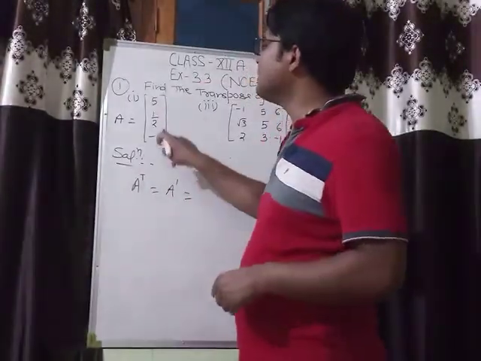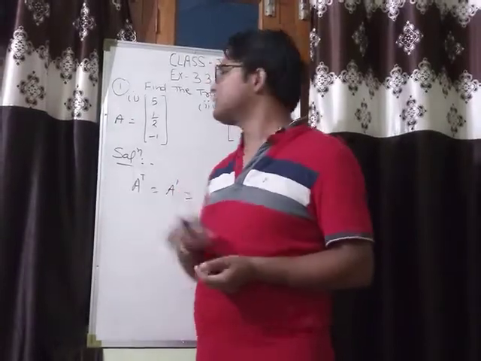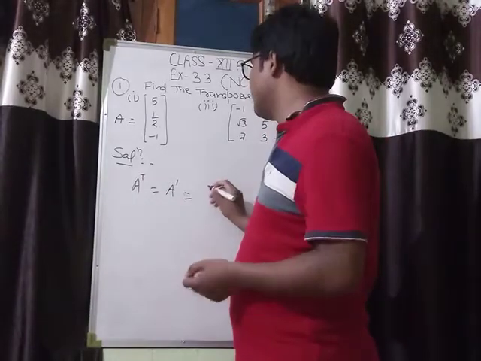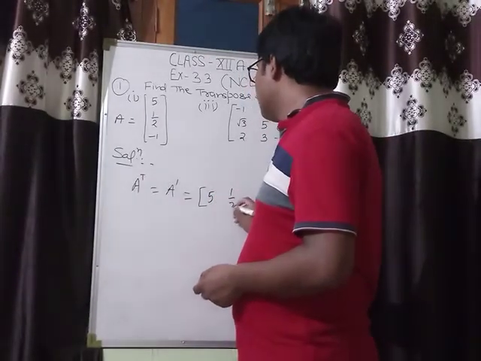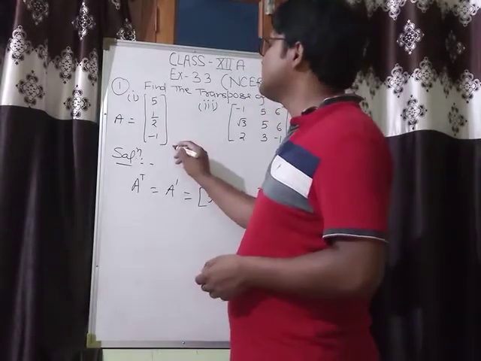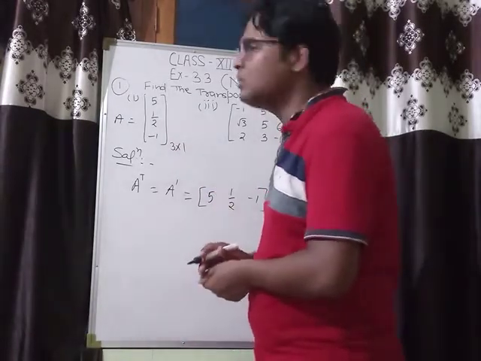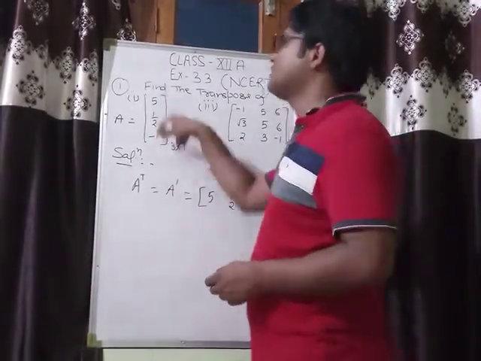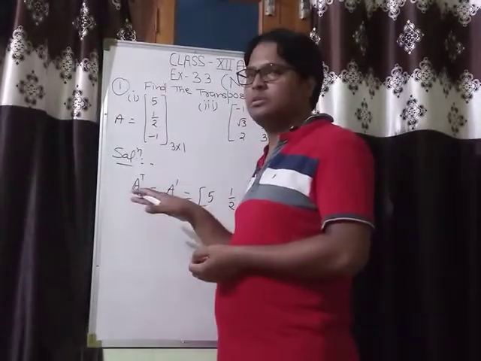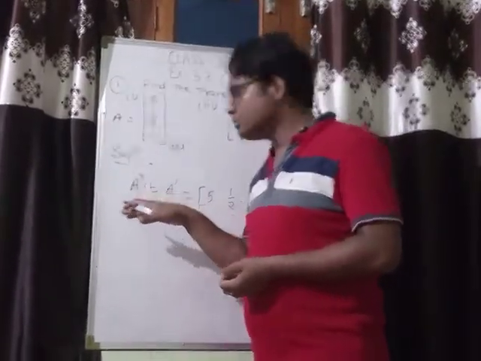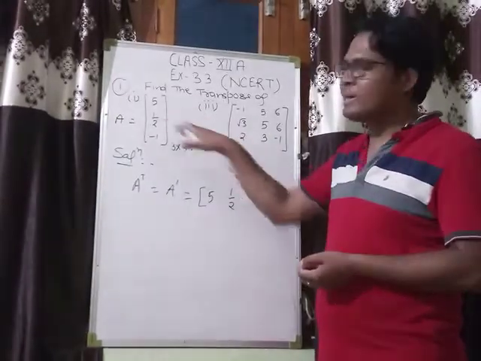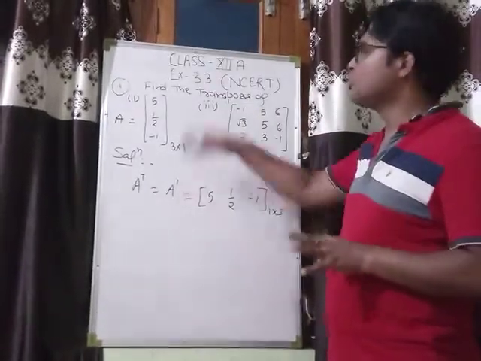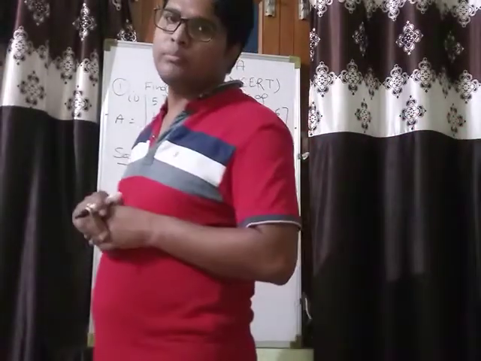You can see there is only one column and there are 3 rows. So change this column into a row. What we have is 5, 1 by 2, minus 1. This is a matrix of order 3 by 1, so clearly its transpose will be a matrix of order 1 by 3. There are 3 rows and 1 column, so in the transpose of matrix A there will be 1 row and 3 columns. Rows change into columns and columns change into rows.